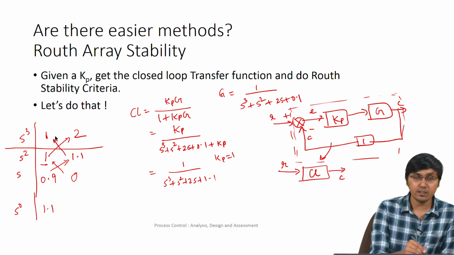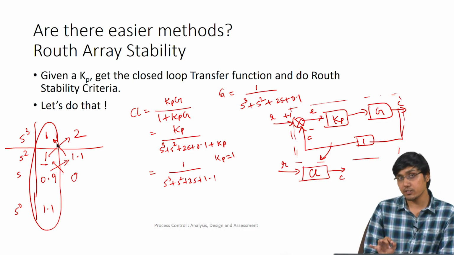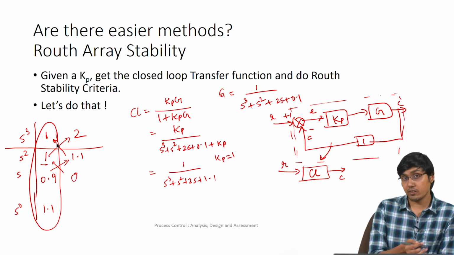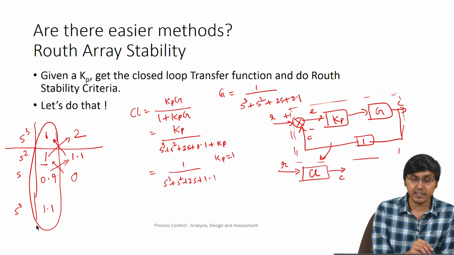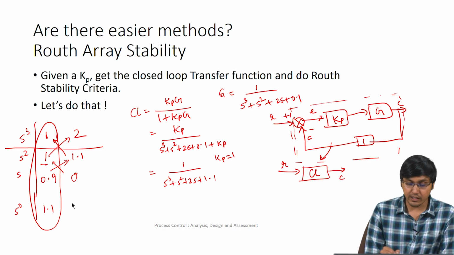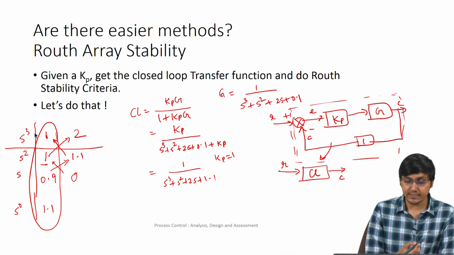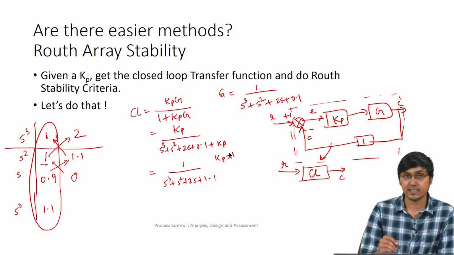So, all the terms here are positive, there is no sign change basically, and there is not even a 0 here. So, all the terms here are positive, which means that the system is stable, okay. When there is no sign change in this column, then we say the system is stable. So, definitely you can say the system is stable.